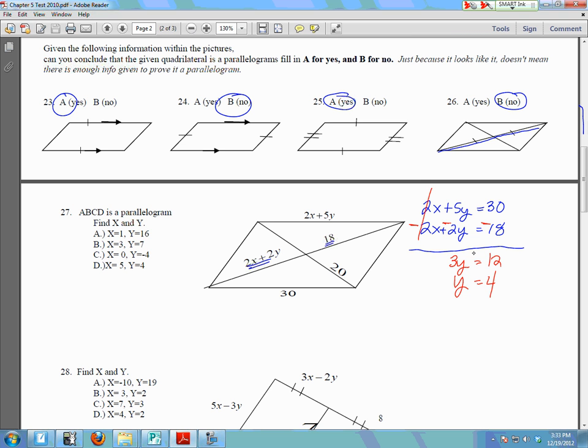Now this is a test-taking strategy. If I know y is 4, come over here. You've got options. It can't be that one, can't be that one, can't be that one. It's got to be that one. Don't even need to solve for x.